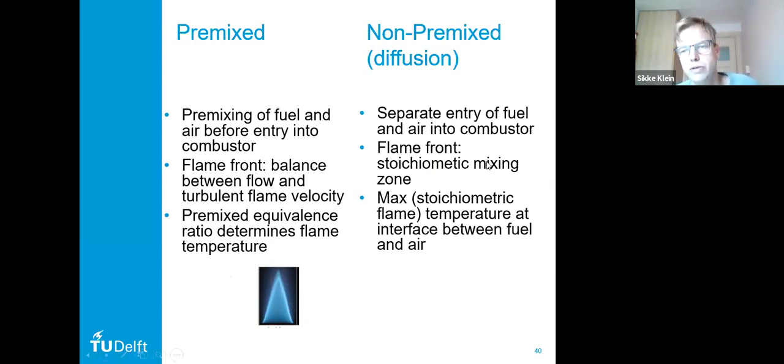So if we put it in words, we can summarize it like this. In premixed combustion, we have a premix of fuel and air at much lower temperatures, not the combustion temperatures, before they enter the combustion. So the flame front is really a balance between the flow and, in our case, the turbulent flame velocity and the laminar flame velocity. And the laminar flame velocity is determined by the balance between the reaction rate and the diffusion. And the equivalence ratio, so the φ, determines the flame temperature.